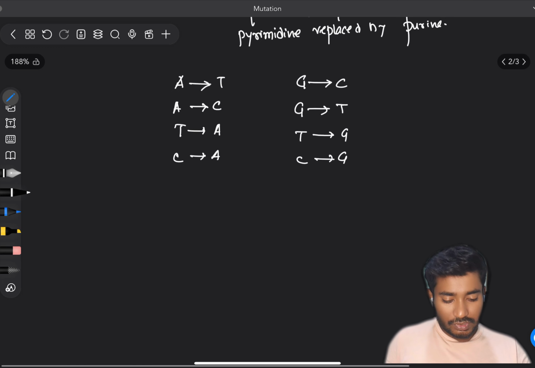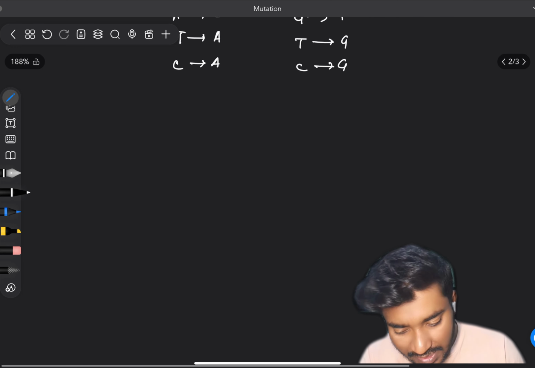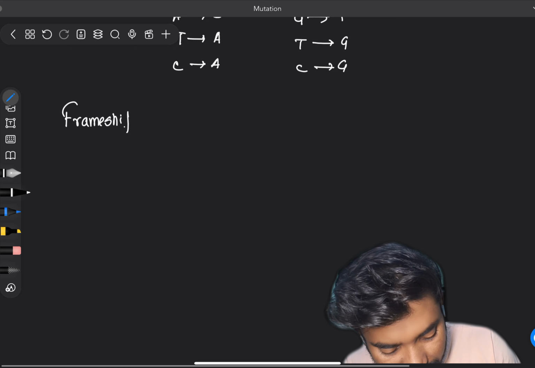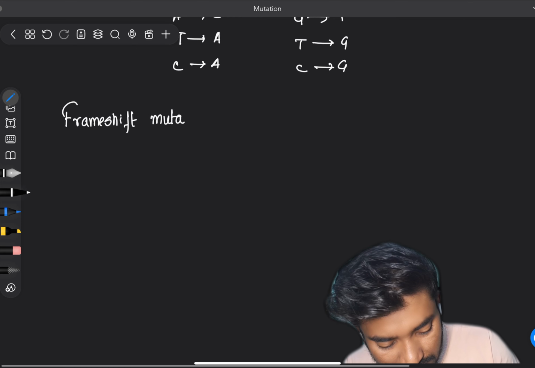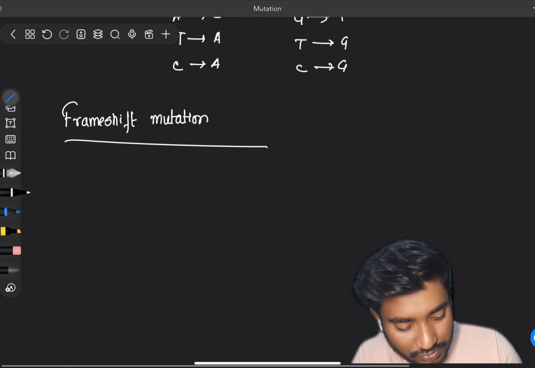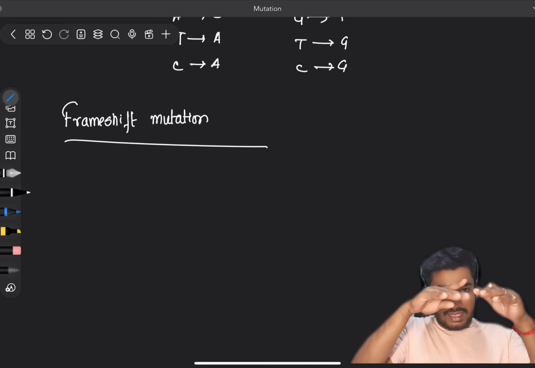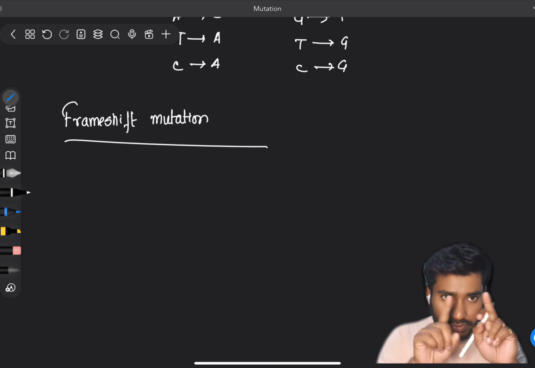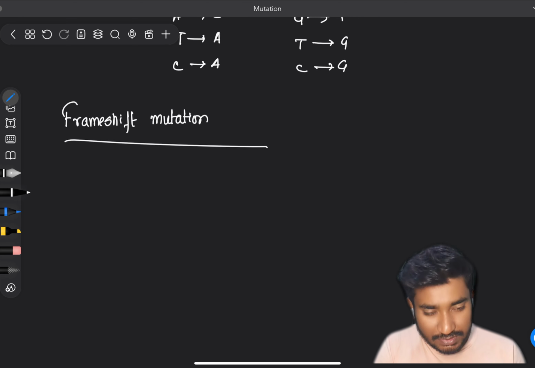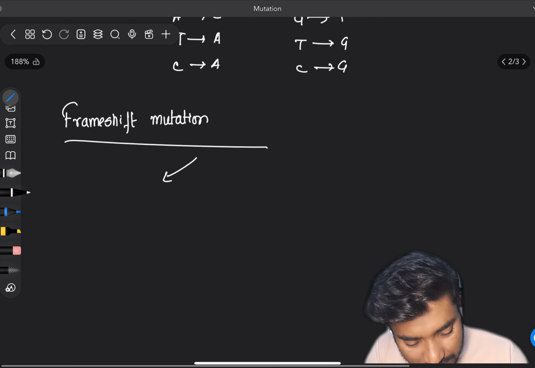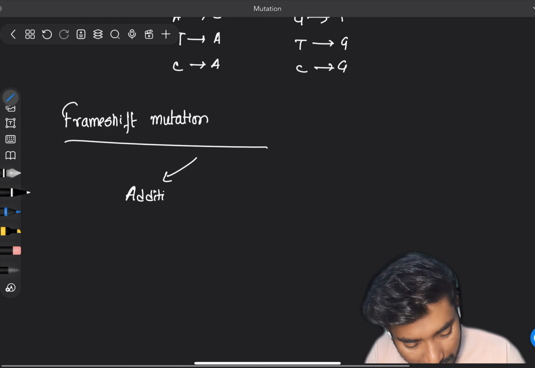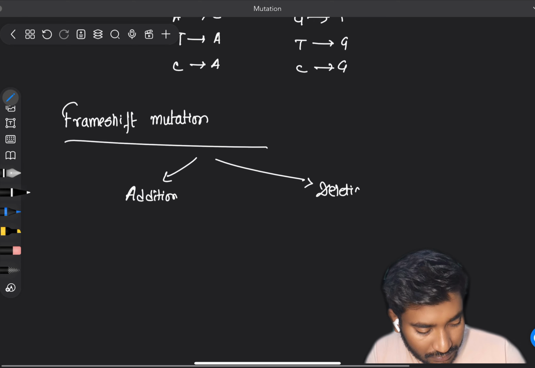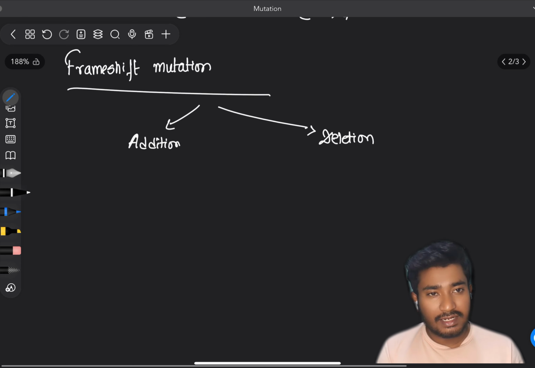Now we come to the next part, the frame shift mutation. The total frame is being shifted and a new frame is being created. This is the main concept of the frame shift mutation. In this case, we see 2 types: addition or deletion. Either it will be added or it will be deleted.